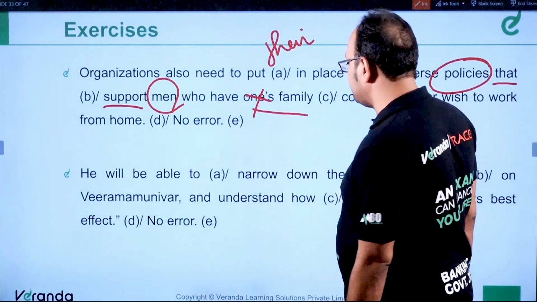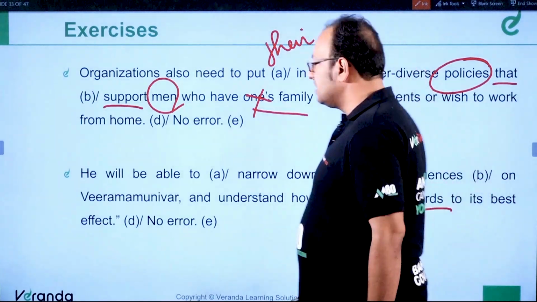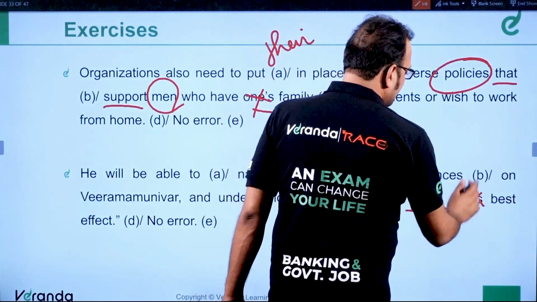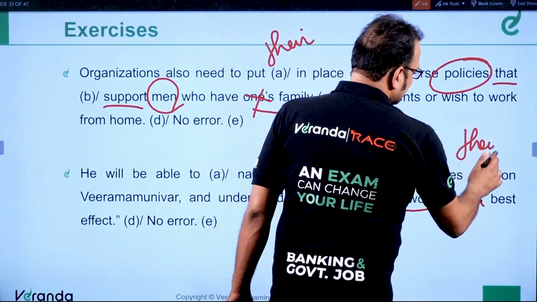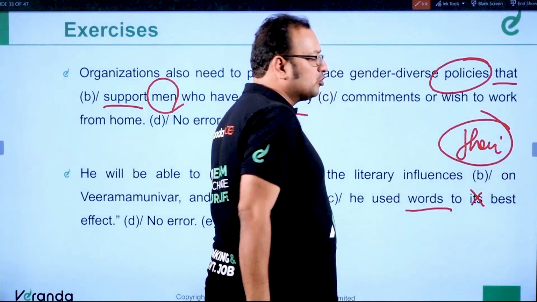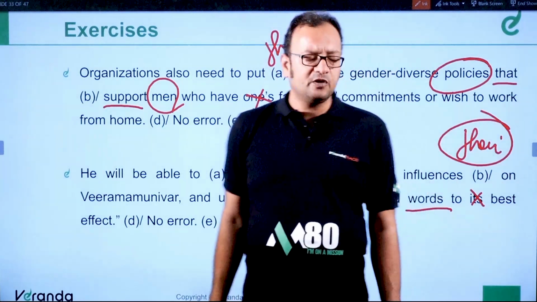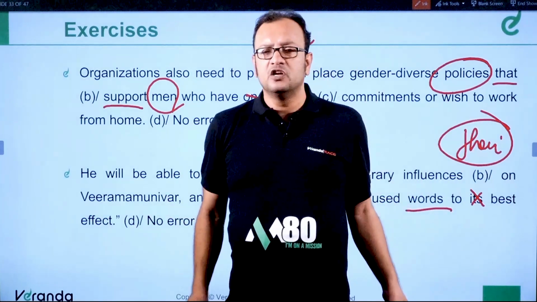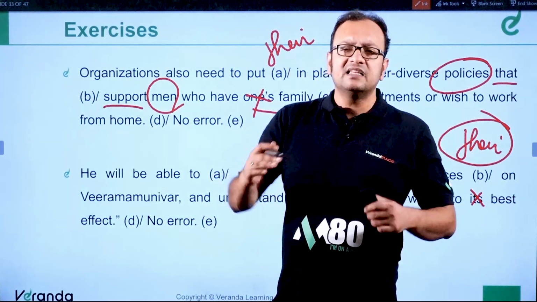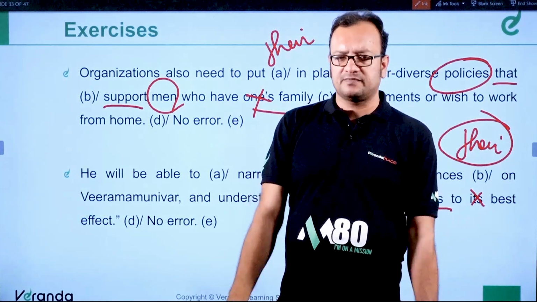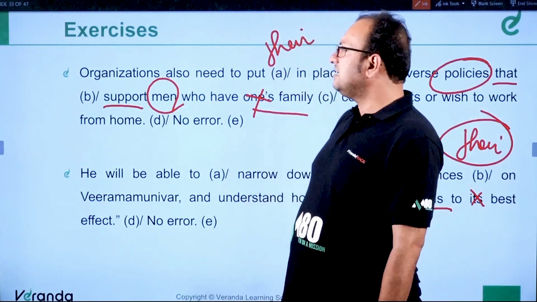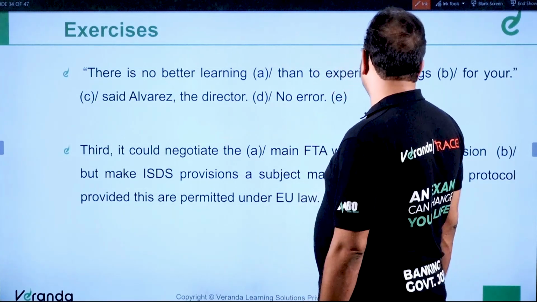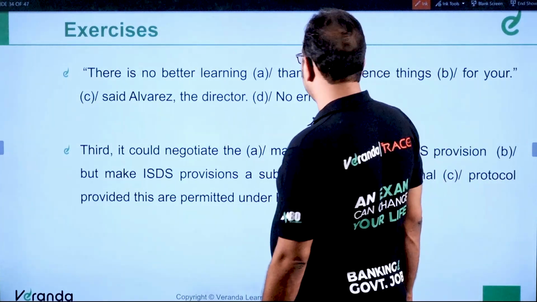He will be able to narrow down the literary influences on Veera Mamunivar and understand how he used words to its best effect. We're talking about words, so it should not be its best effect, it should be their, T-H-E-I-R, possessive determiner of plural number, because words are plural. So to their best effect. Something to its best effect means the best use of that particular resource. Clear? Okay, moving ahead.